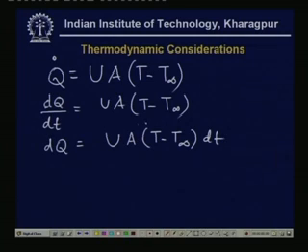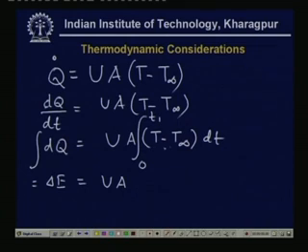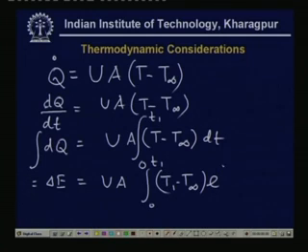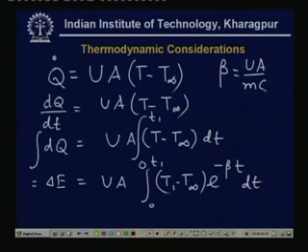Now, we integrate from, let us say, 0 to T1, and again this is the integration. Now, this is the total heat input, and this will be equal to delta E, and that is equal to U A. Now, temperature varies with time, and we can use the following law, that is (T1 minus T infinity) times e to the power minus beta t dt, where beta is again U A divided by m c.